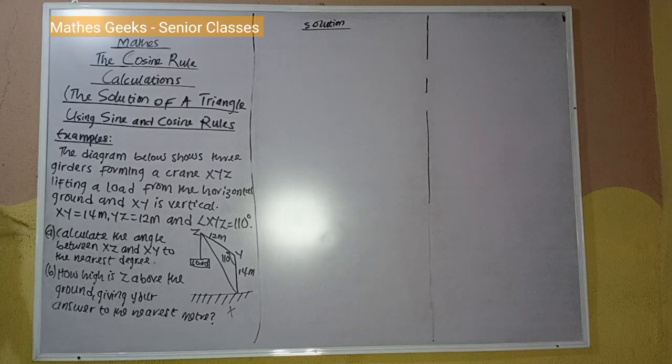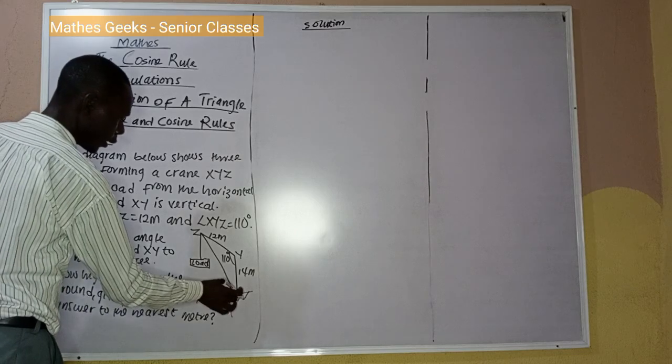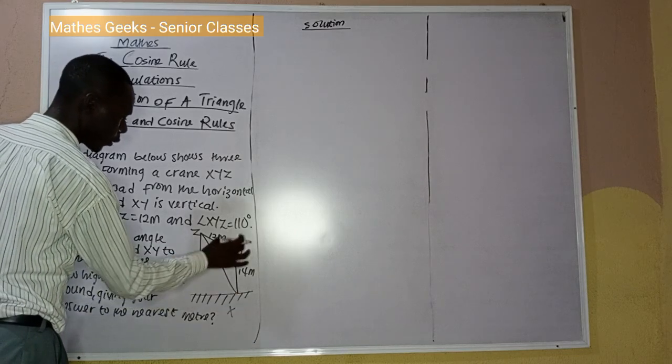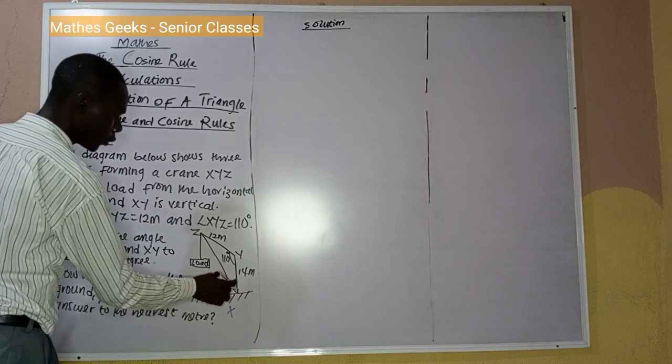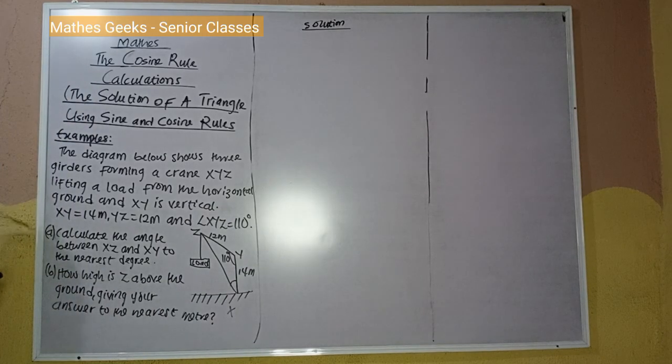A, calculate the angle between XZ and XY. The angle between XZ and XY, this is line XZ and this is line XY. The angle between them will be this angle. Take note of that. Give your answer to the nearest degree. B, how high is Z above the ground? Give your answer to the nearest meter.